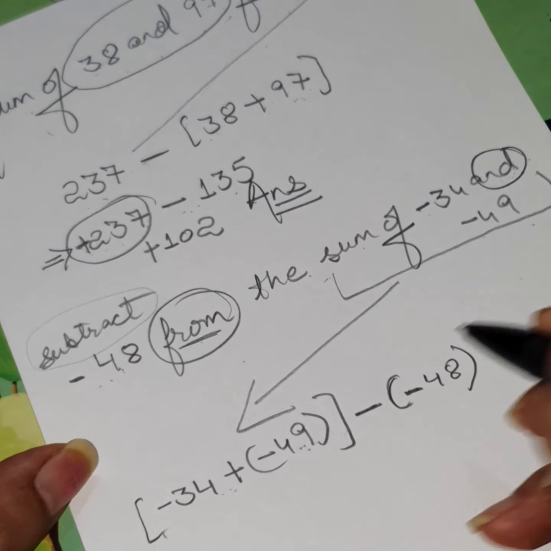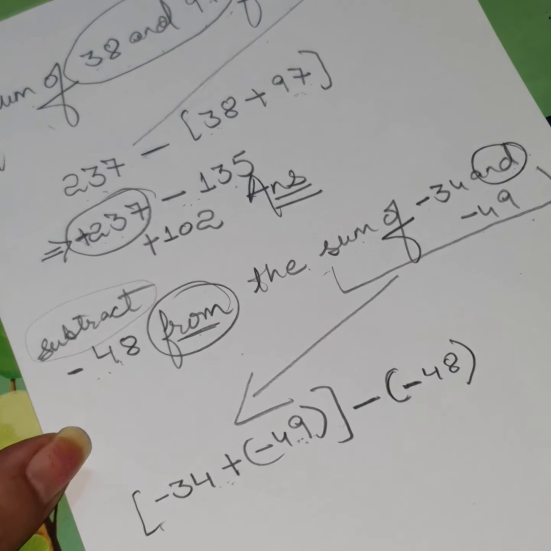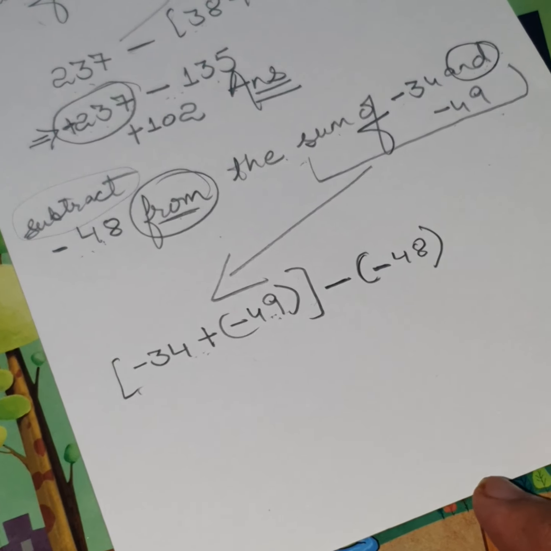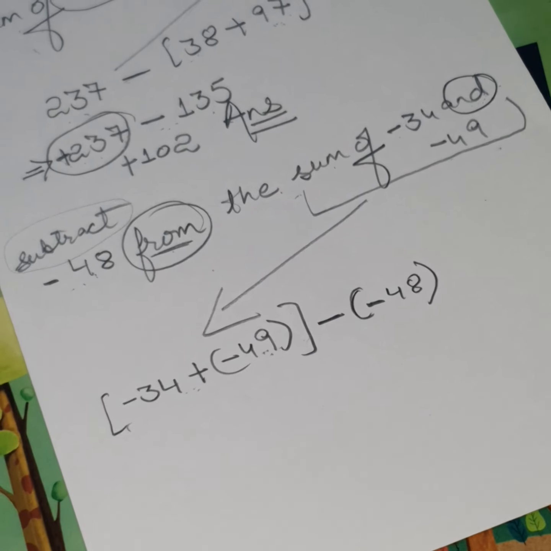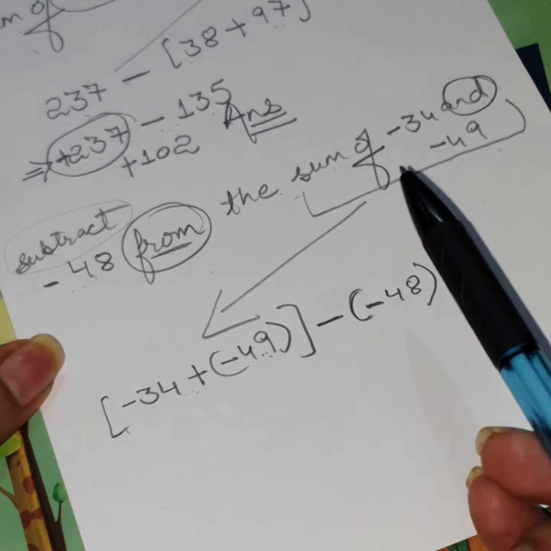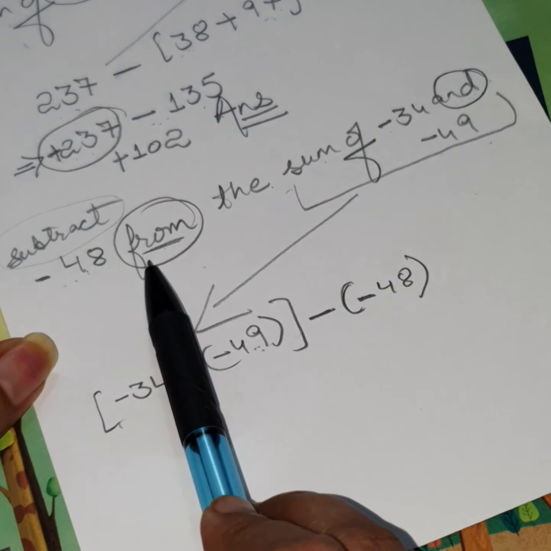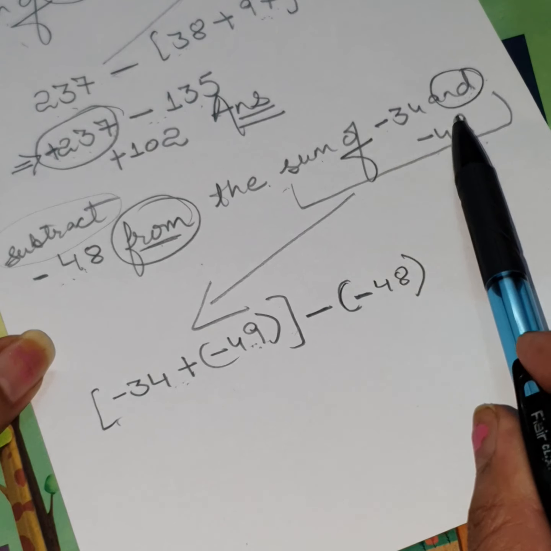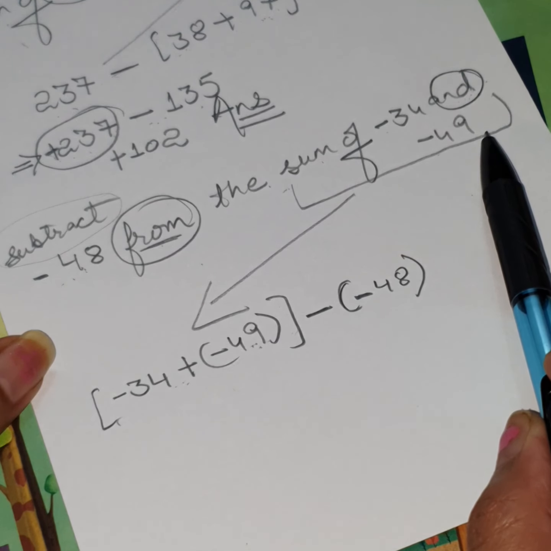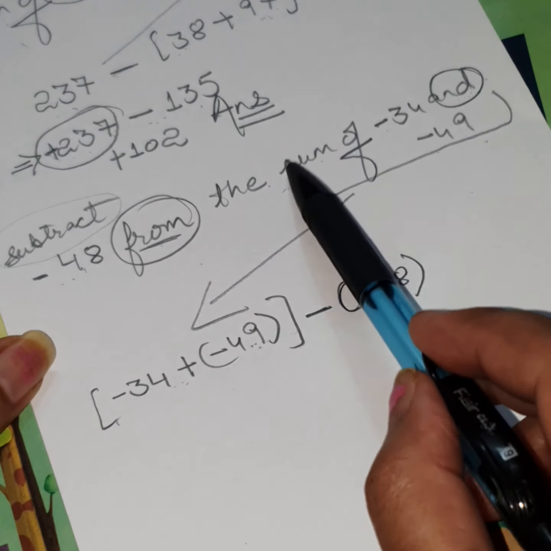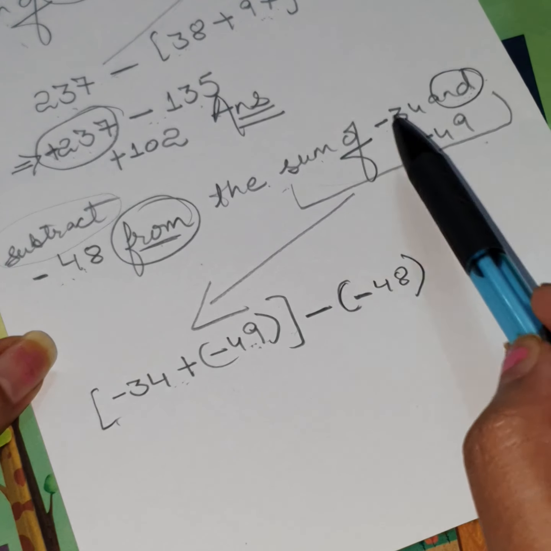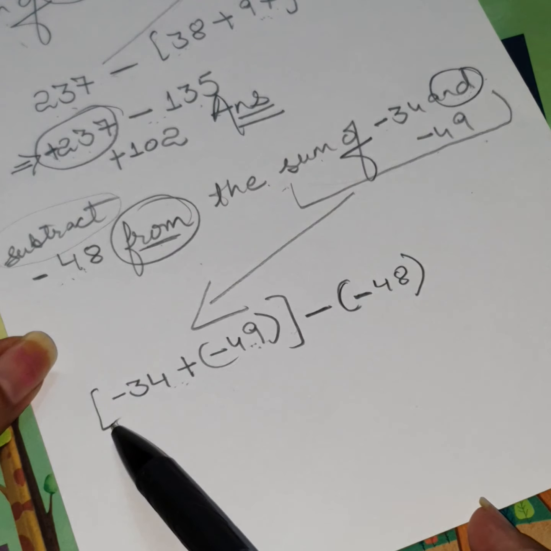Got it, student? See, the main thing is to frame the equation. एक बार अगर आपने equation frame कर ली, then the question will be very simple for you. Read the question and according to that you frame the equation. Subtract minus 48 from the sum of minus 34 and minus 49. Fine. तो from के बाद में आपकी value है sum of this and this. So firstly bring this value firstly.